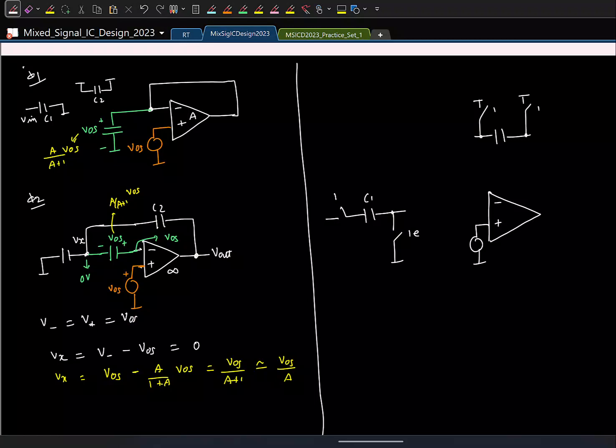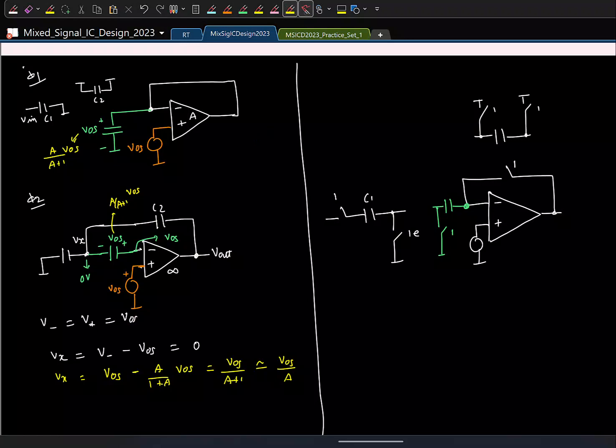Connected to 5 switches with 1. Is it clear? In phase 5.1, I want to put it in unity feedback. So I'll just put a switch like this. Okay. And what else? Yeah, this capacitor is getting charged to this potential. Right. So I'll draw like this, and this point is pulled to ground. Okay. This completes phase 1.